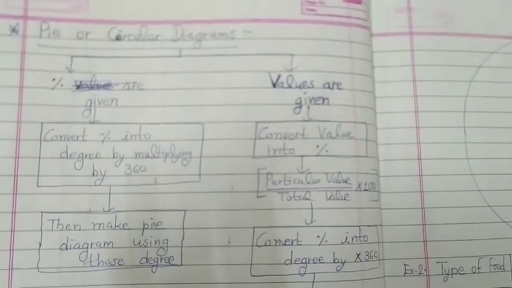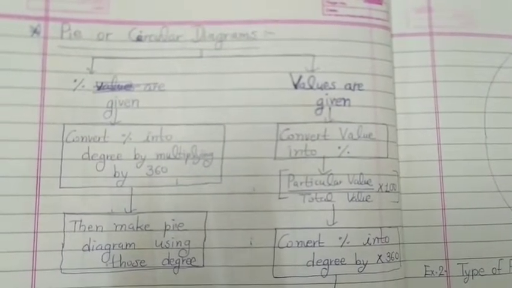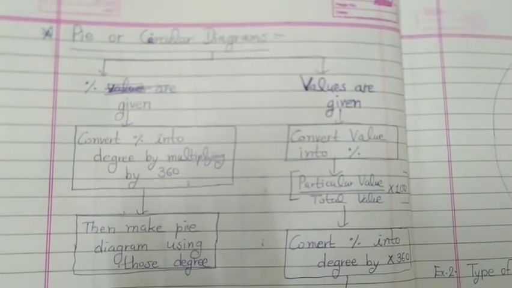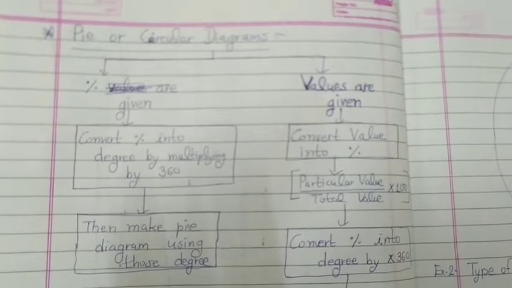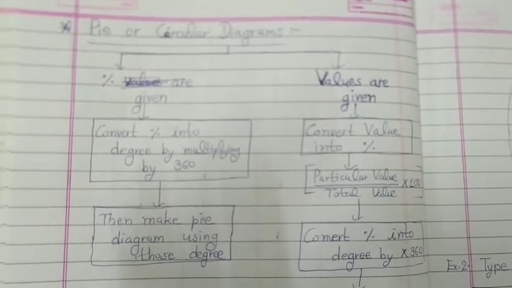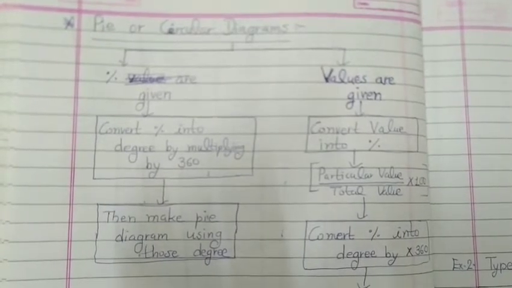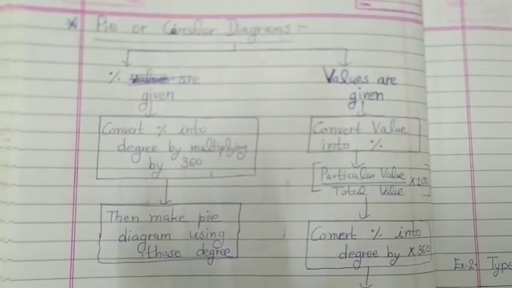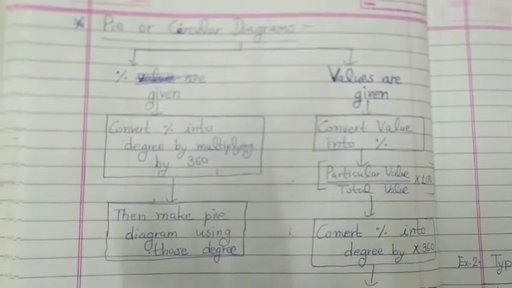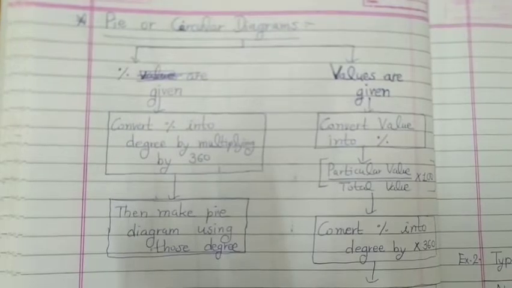Second, when values are given. When values are given, one more step will be there. Firstly, we have to convert those values into percentages. How we calculate percentage from those values is: particular value upon total value into 100. If there are 5 values, then we have to add those 5 values. Then for the first value, we find first value divided by total value into 100. For the second value, divided by total value into 100. Like this we have to calculate.